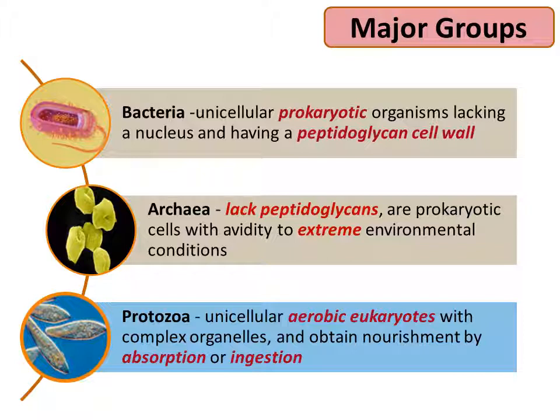The next similar group is protozoa, which is unicellular but marks its difference by being aerobic eukaryotes. So they have complex organelles, and from here begins the division of labor at cellular level. So there are different organelles which are dedicated to a particular task. As a common feature, they all obtain their nutrition by absorption or ingestion.